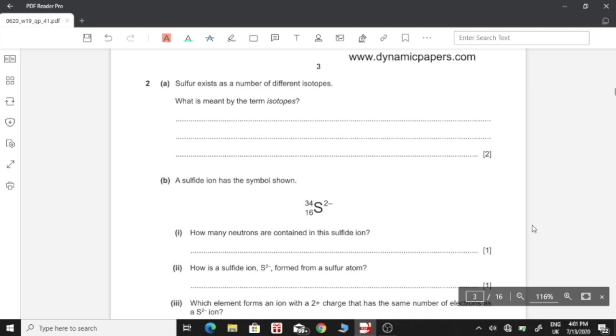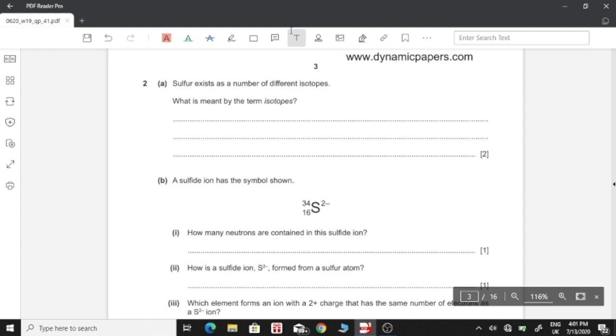Question number 2. A. Sulfur exists as a number of different isotopes. What is meant by the term isotopes? Alright, so they are atoms of an element with the same number of protons, but they have different number of neutrons.